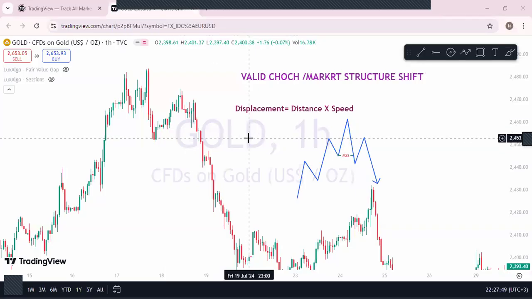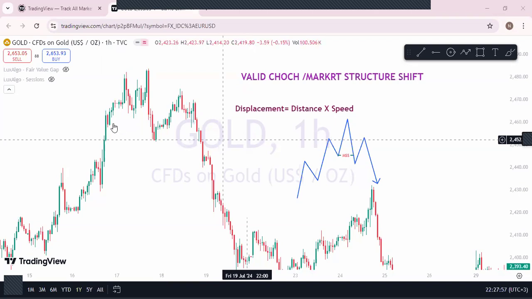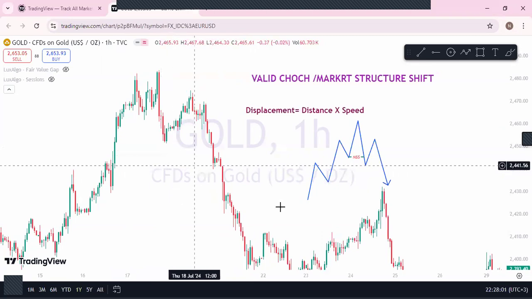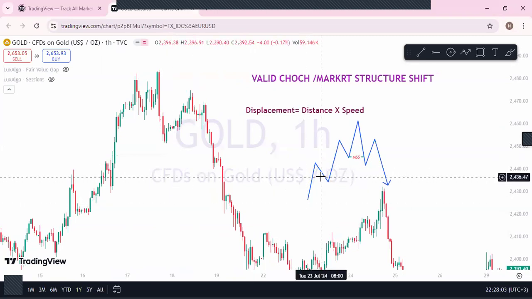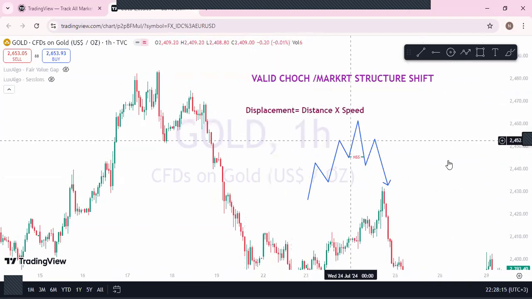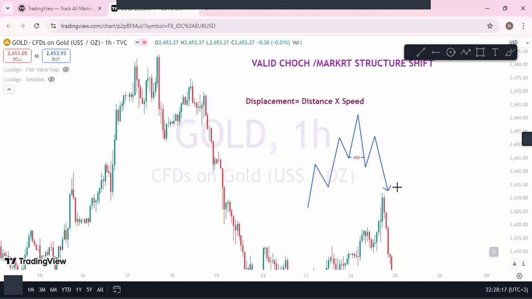Hello traders. Today I want to show you how to approach the market when it comes to change of character, or the market structure shift. When the market is at this point, you have seen that the market has gone so far and it seems to have changed direction. So you make sure there is a valid change of character. How will you know that the change of character has happened?